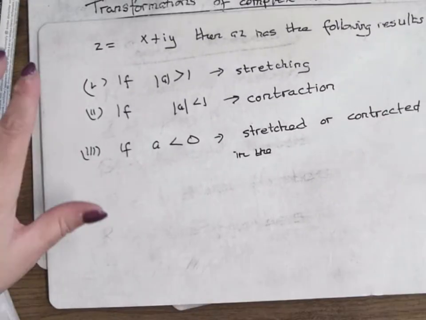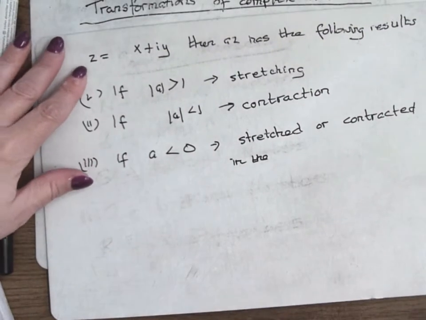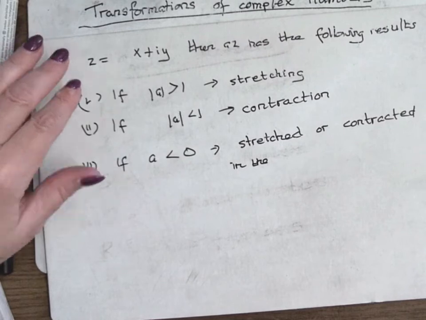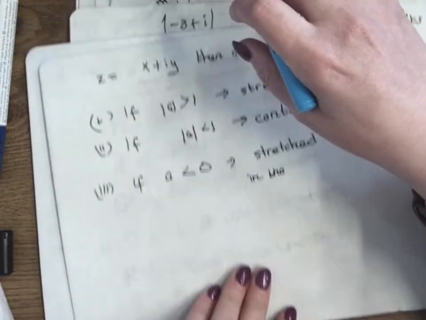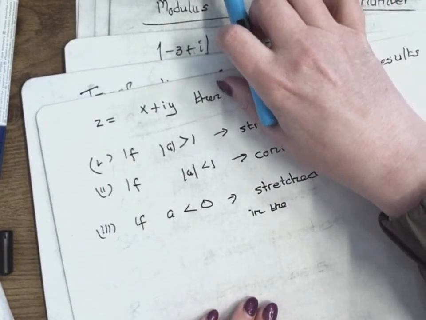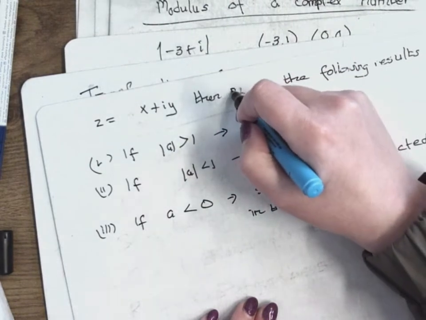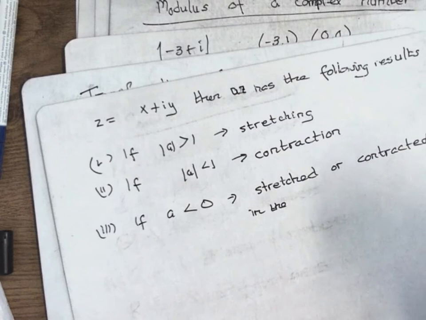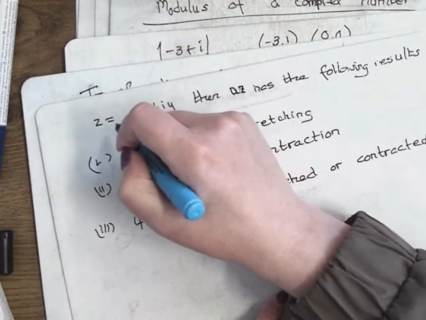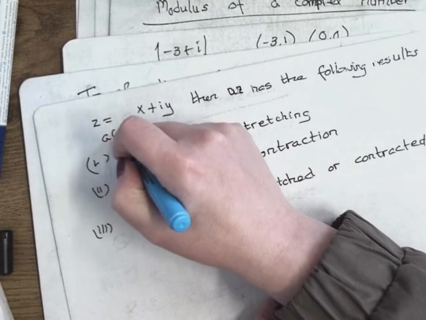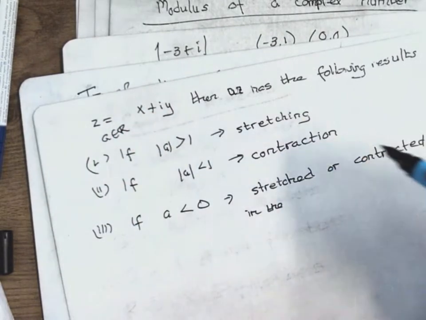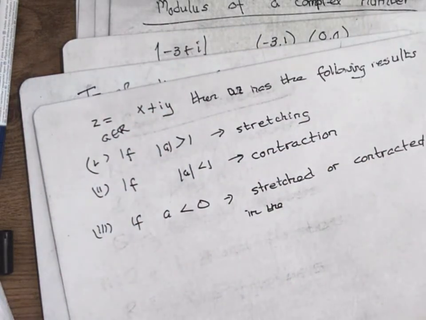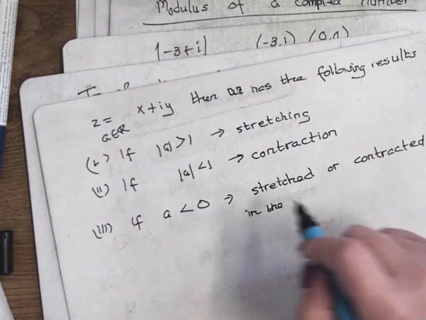So whatever complex number you're starting at, if you multiply the complex number by A, where A is a real number, so you're just multiplying Z by A, where A is a real number, I'll just put A is an element of R. So A is any real number, so you can multiply by anything, right?